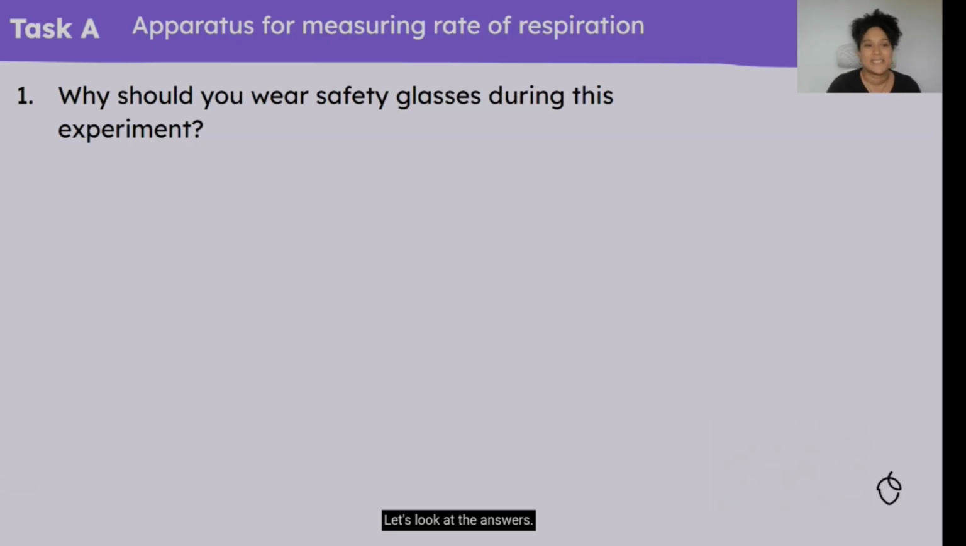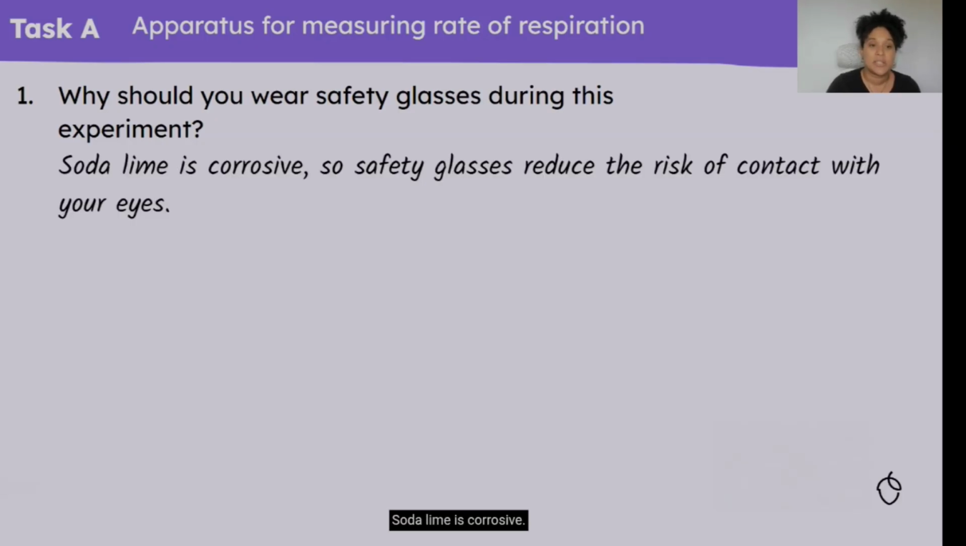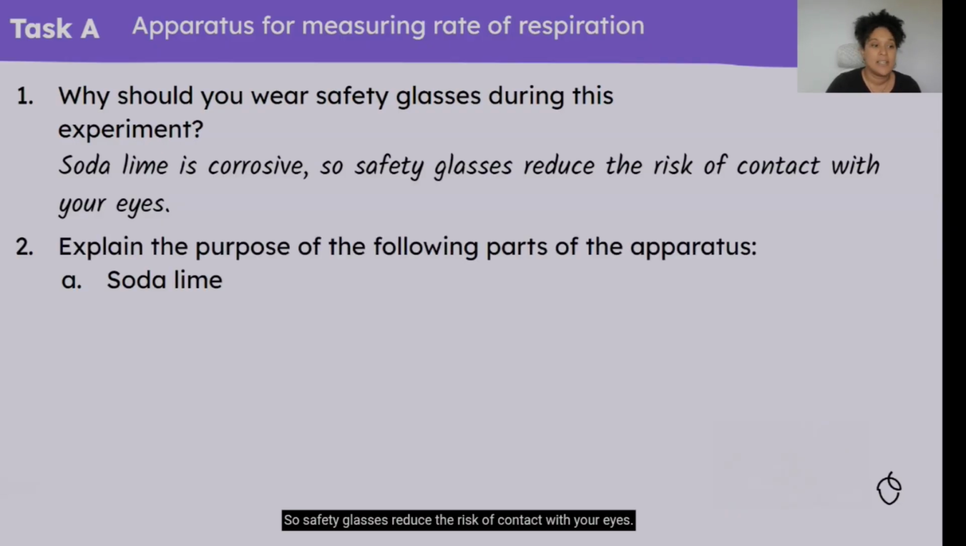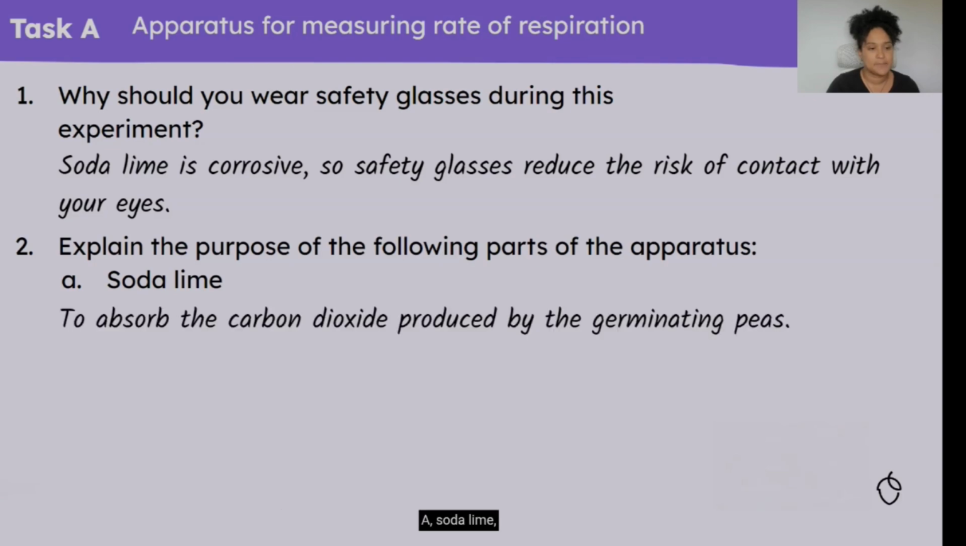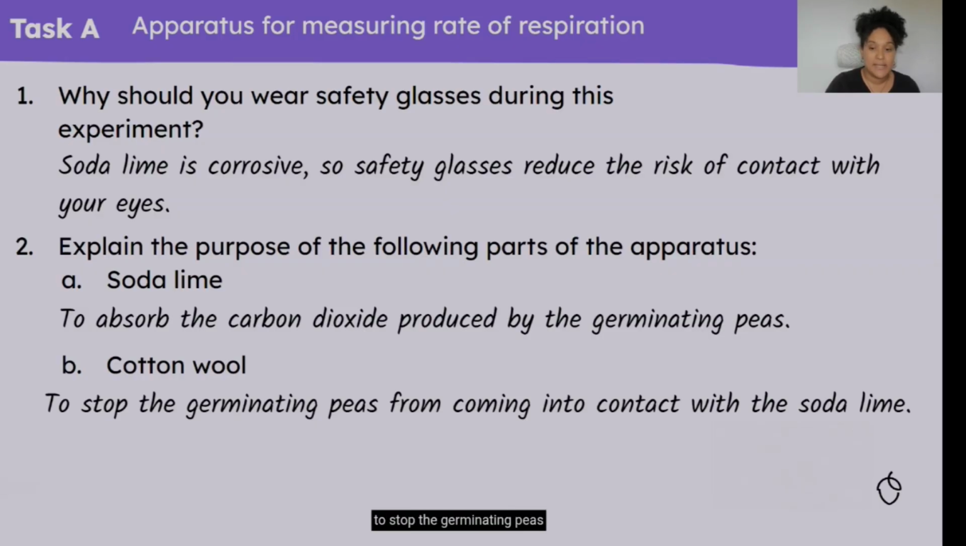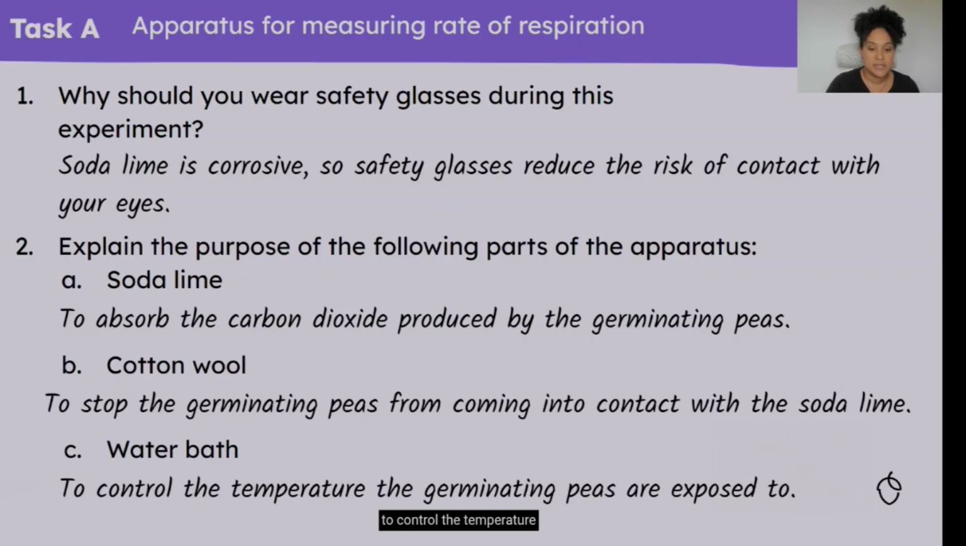Let's look at the answers. Why should you wear safety glasses during this experiment? Soda lime is corrosive, so safety glasses reduce the risk of contact with your eyes. Number 2, explain the purpose of the following parts of the apparatus. A, soda lime, to absorb the carbon dioxide produced by germinating peas. B, cotton wool, to stop the germinating peas from coming into contact with the soda lime. C, the water bath, to control the temperature the germinating peas are exposed to. Great if you got those right.